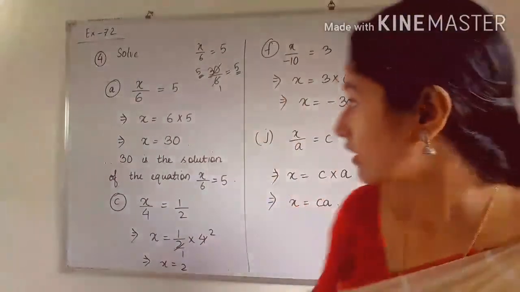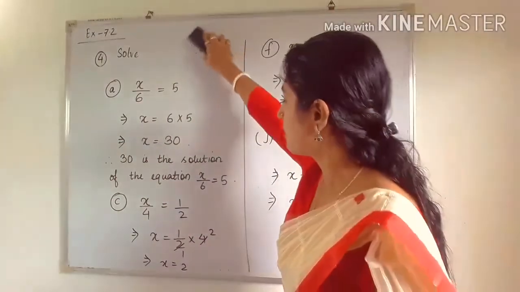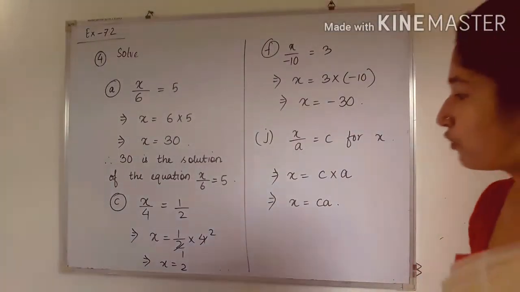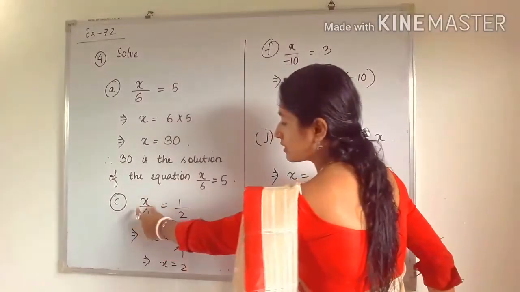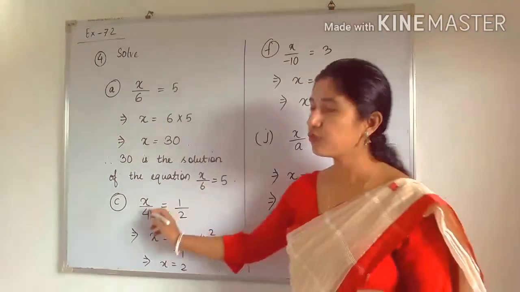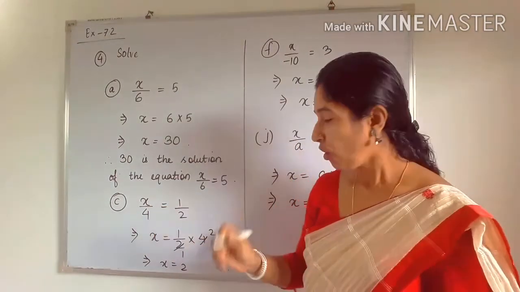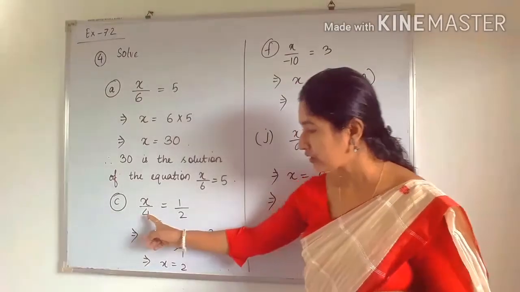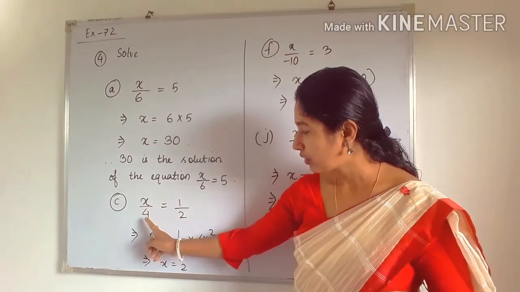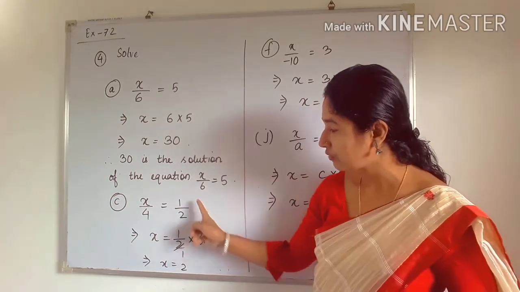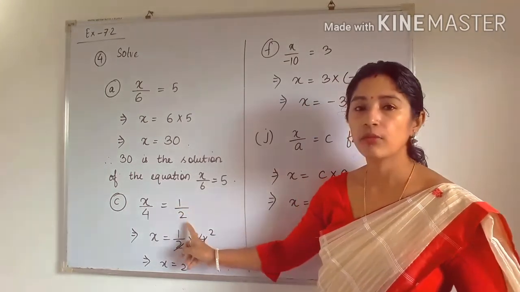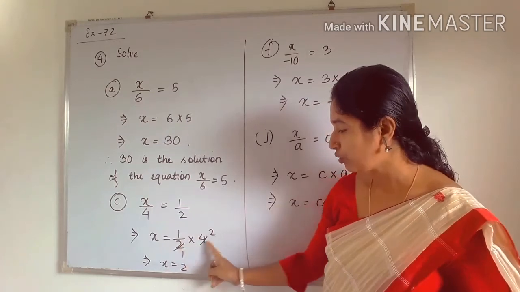Okay, so let us do the next one. Next is also the same, you have to find the value of x. So see here, you have to keep x alone at one side, that means you have to eliminate 4. So what we need to do, we have to multiply 4 to both sides, or we can transpose 4 to that side. By that way, here 4 is dividing, so when we transfer 4 to that side, it will get multiplied with 1 by 2, because in right hand side 1 by 2 is present. So 1 by 2 into 4.